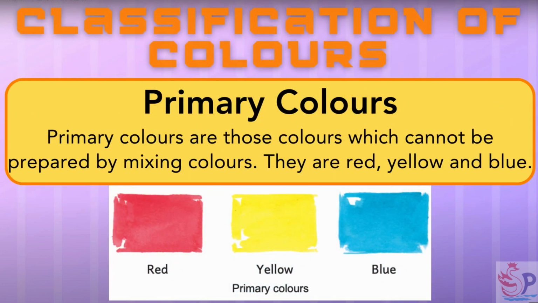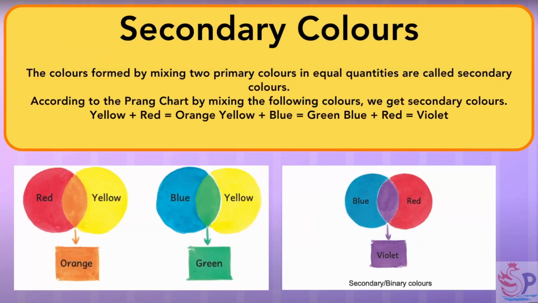Classification of colors. Primary colors. Primary colors are those colors which cannot be prepared by mixing colors. They are red, yellow and blue. Secondary colors. The colors formed by mixing 2 primary colors in equal quantities are called secondary colors. According to the Prang chart, by mixing the following colors, we get secondary colors.